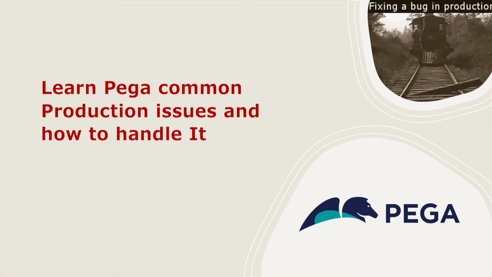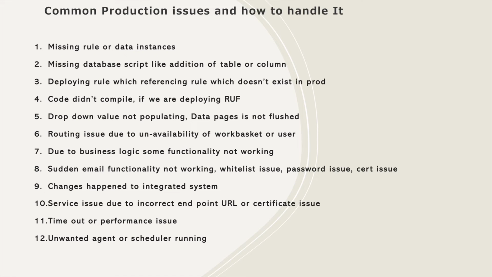So I have noted down a few points. I'll not show anything in Pega today. I'll discuss those points, and I'll also explain when we get that issue and what could be the remediations or resolutions of those issues. So let's move forward. I'll show the next slide. Here I have noted common production issues and how to handle them. So let's see them one by one.